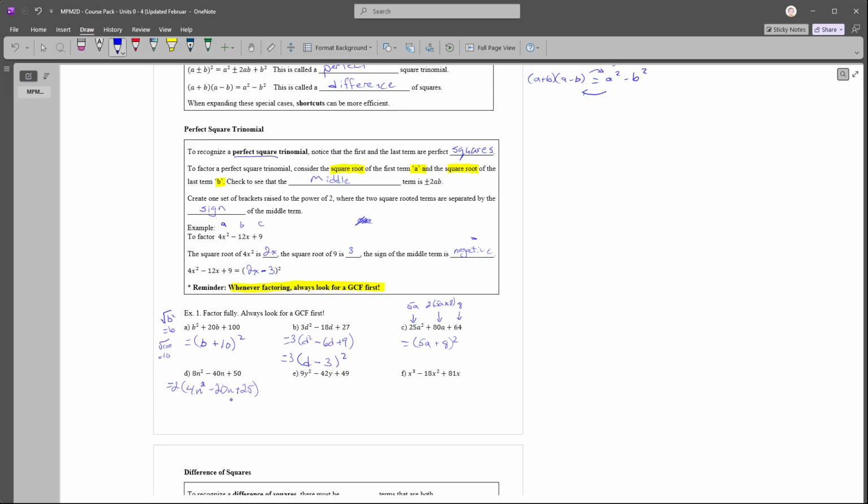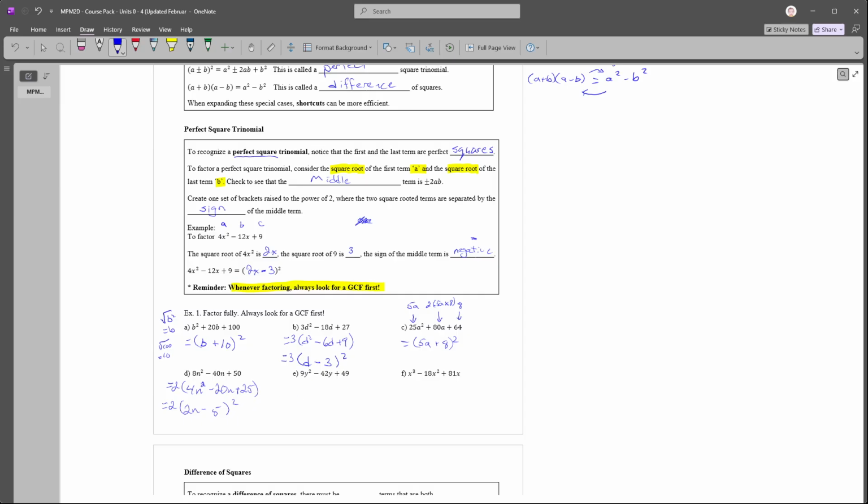Is the middle term equal to double the product of those two numbers? So 4n squared, that's 2n, multiplied by 5, that's 10n, multiplied by 2, we get 20n. So yes, we can use this. So we have 2, and then we're going to have our set of brackets that are going to be squared. We're going to have 2n, we use the sign from the middle, and the final term. 2 times (2n minus 5) all squared.